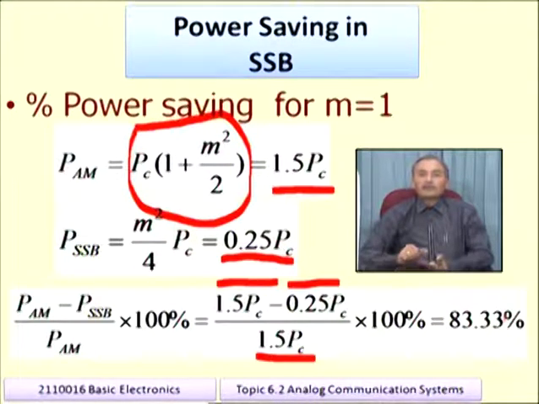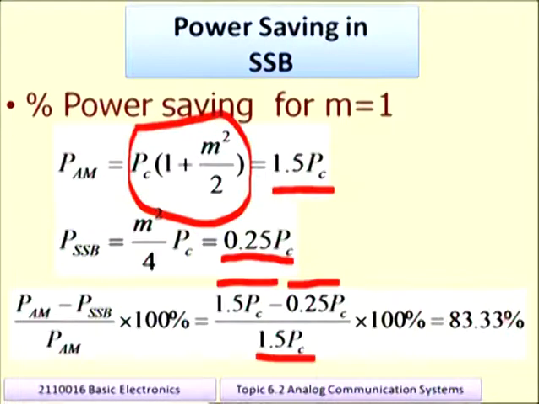Because in SSB we are getting two advantages simultaneously. One is power saving and another one is bandwidth saving. You are transmitting only one sideband, so you require a bandwidth of fm only. You don't require a bandwidth of 2 fm because you are not transmitting two sidebands simultaneously. So we are having two advantages simultaneously. One is the power saving. Another advantage is the bandwidth saving.